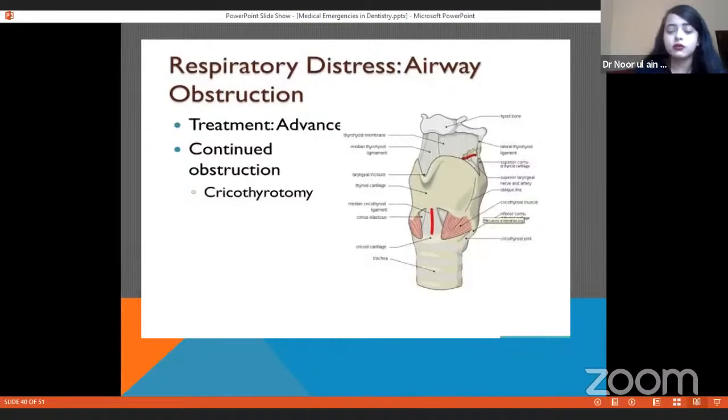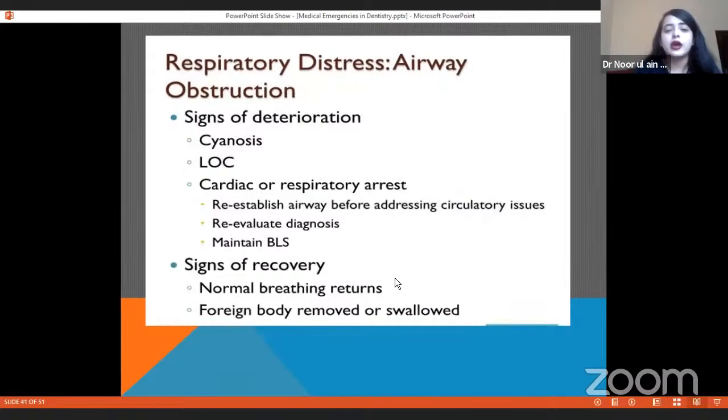Cricothyrotomy is the only option we have then. So we have signs of deterioration, that is cyanosis, loss of consciousness, cardiac or respiratory arrest. Re-establish the airway before addressing circulatory issues, re-evaluate the diagnosis, maintain basic life support.